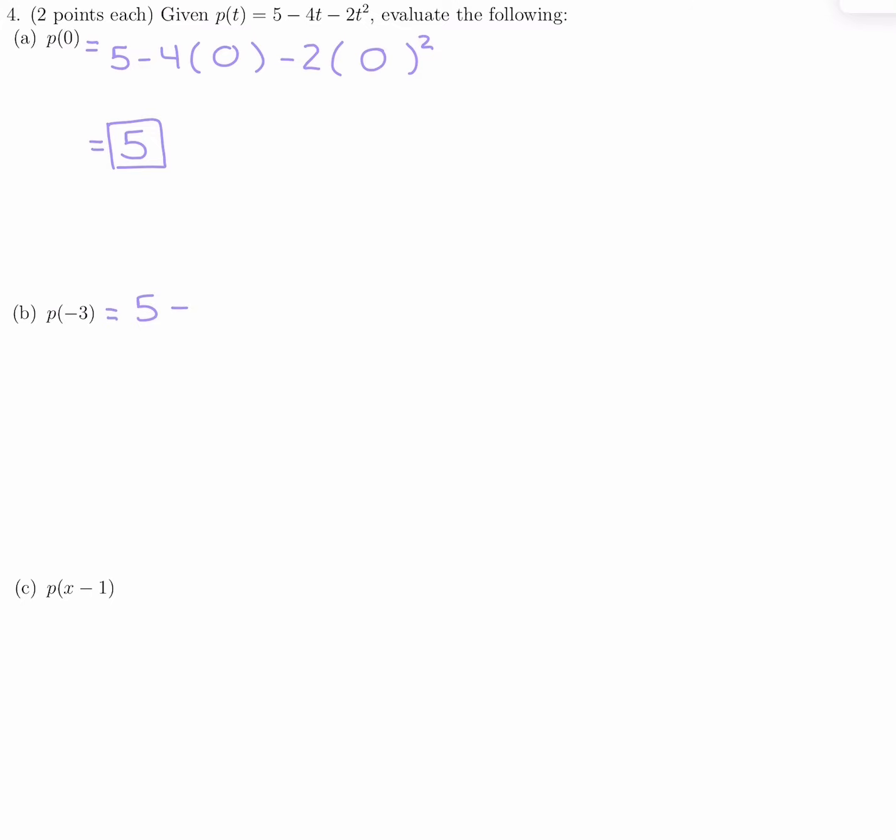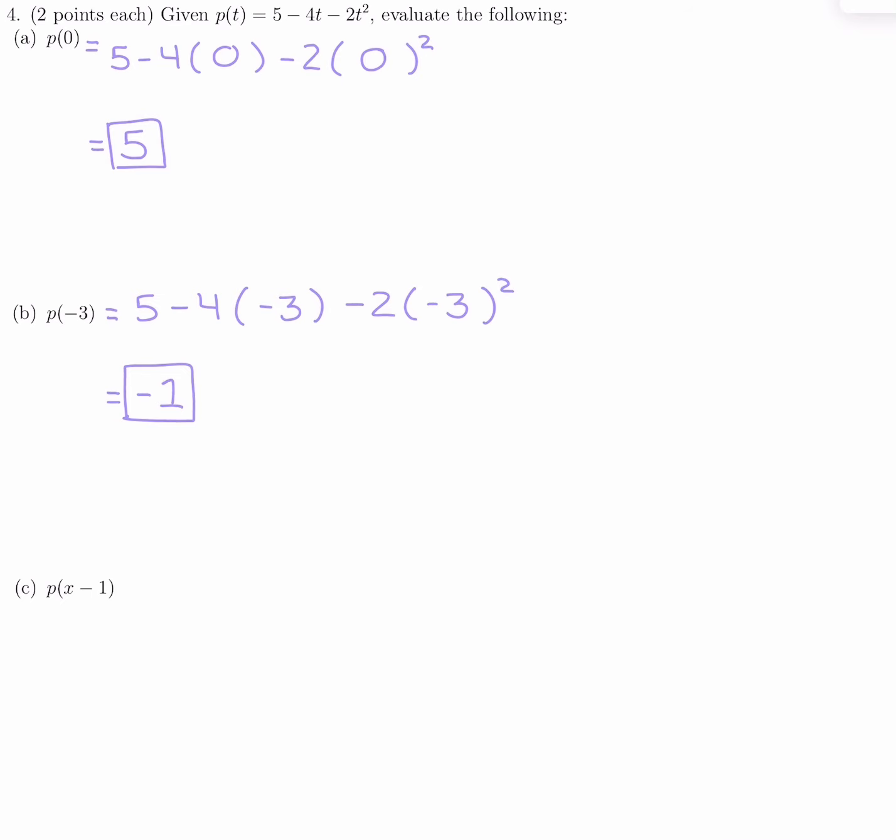We have 5 minus 4, set of parentheses, minus 2, set of parentheses getting squared. Replacing both those t's with a set of parentheses, we're going to put negative 3 in here and see what our calculator gives us. Your calculator will not give you the correct answer unless you put those parentheses in. So we're going to replace each t in a set of parentheses, and you should get negative 1 out for your answer. So you end up with 5 plus 12, and then you have minus 2 times 9. So you have 5 plus 12 minus 18. So 17 minus 18 is negative 1.